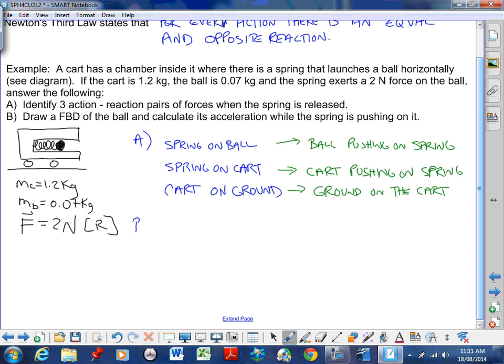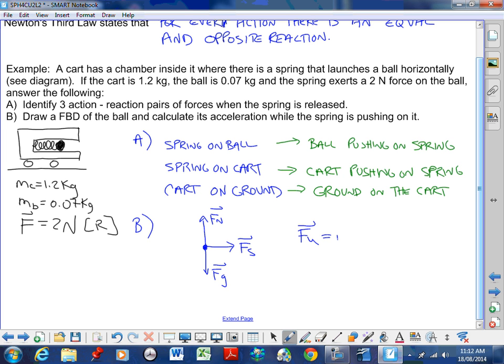So B, draw a free body diagram of the ball and calculate its acceleration while the spring is pushing on it. So here's the ball inside the chamber. And there's your force due to the spring. Because it's in the chamber, there's the force due to gravity acting on it. It's sitting inside the chamber. The chamber is holding it up, force normal. And because the ball is going to accelerate out, it's unbalanced, so there's nothing opposing it. I guess we're assuming there's no friction inside the chamber.